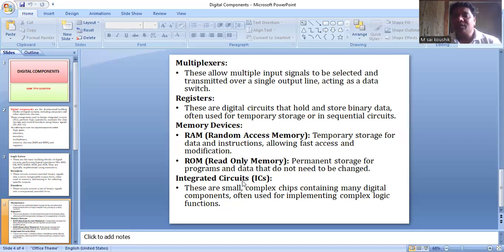So integrated circuits are very important, like a nerve system. Simply say that, just as the nerve system is very important to our human body, it is like that. The computer is also an electronic device which passes electricity through circuits. That is called integrated circuits. These are small complex chips containing many digital components like capacitors and transistors, often used for implementing complex logic functions.